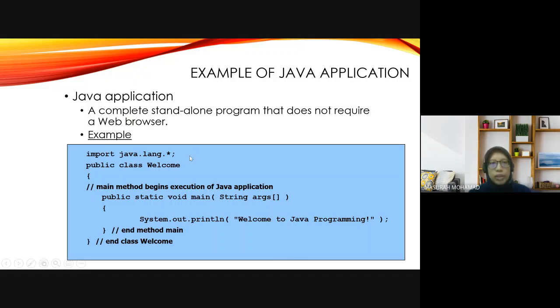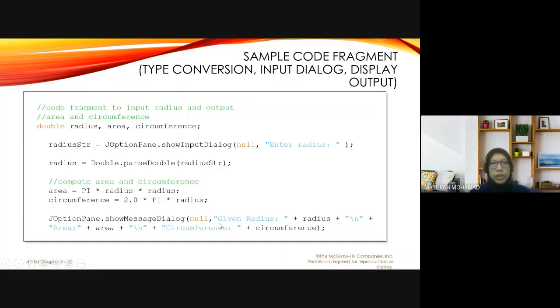For example, in this program, it imports one Java package, which is java.lang.*. The class name is Welcome, and this class Welcome only contains one main method, which is public static void main, that will print or display the message "Welcome to Java Programming" by using the System.out.println method.